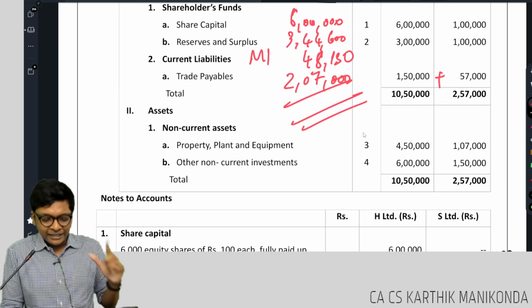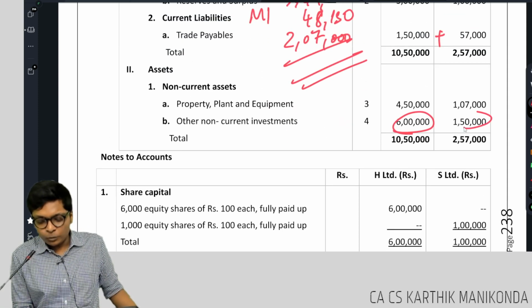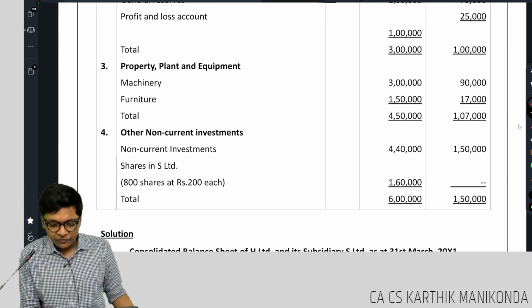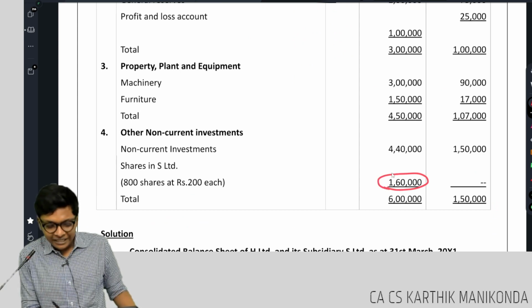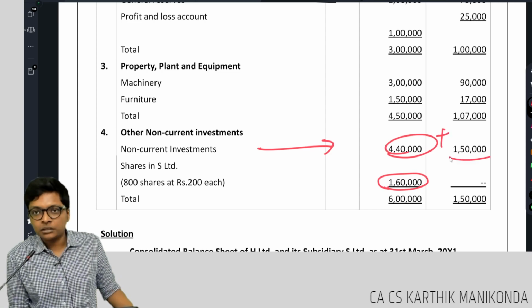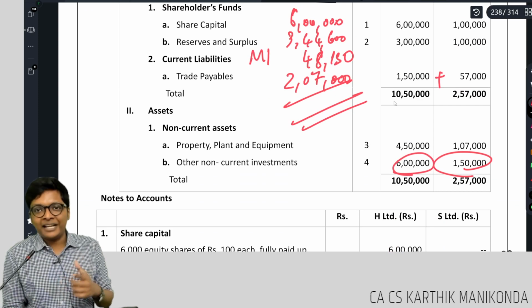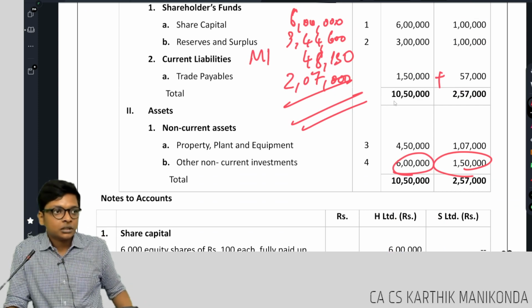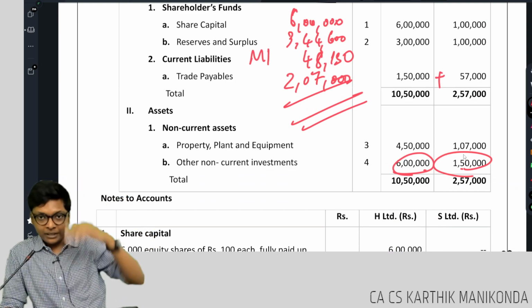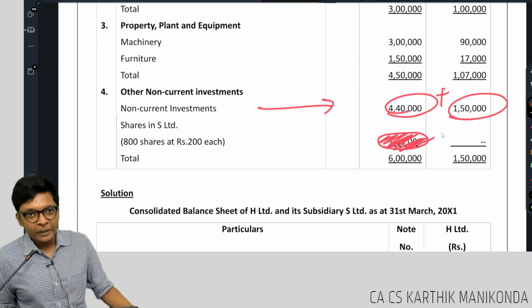Now the asset side, I will tell you exactly where you could have made a mistake. You can't add 6 lakh plus 1 lakh 50, because this investments figure has a combination of investment in subsidiary plus other investments. So you can add only 4 lakh 40 plus 1 lakh 50. The common mistake is they will add 6 lakh plus 1 lakh 50 and forget to strike off. How many of you added 6 lakh plus 1 lakh 50? Anyone? One? Understood why? If you come down to the schedule, this we have to knock off. That's the whole purpose of consolidation.